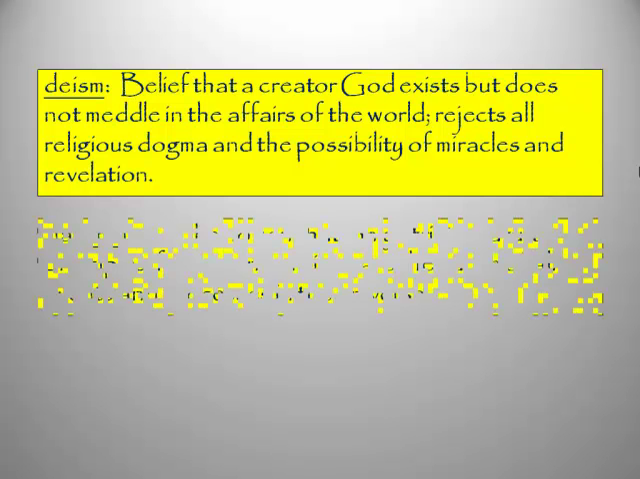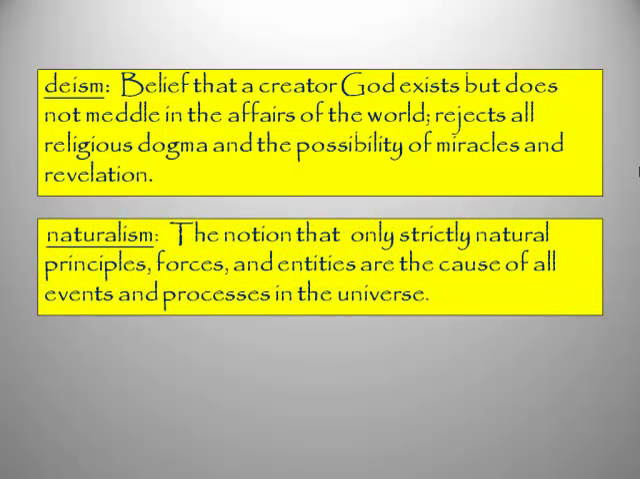Next we have naturalism. Naturalism would be pretty much a mindset that would characterize a typical scientist, regardless of whether or not that scientist is religious. As you can see from the graphic, naturalism is the notion that strictly natural principles, forces, and entities are the cause of all events and processes in the universe. So, for example, when a good scientist has his scientific hat on, he relies on observation and testing and the rule of falsifiability and empiricism, etc., to understand everything that's happening in the universe. He or she does not need to resort to supernatural spirits and gods and things of that nature.